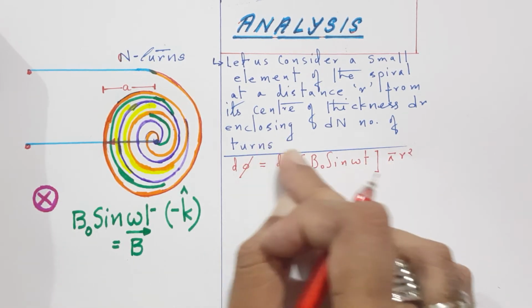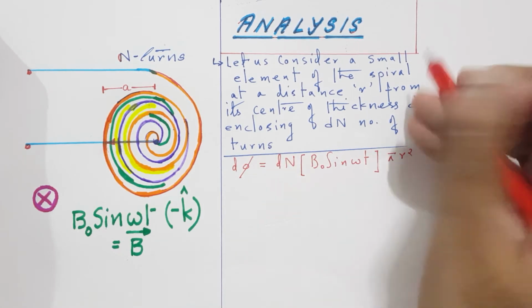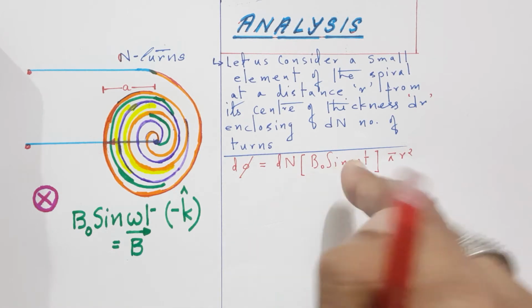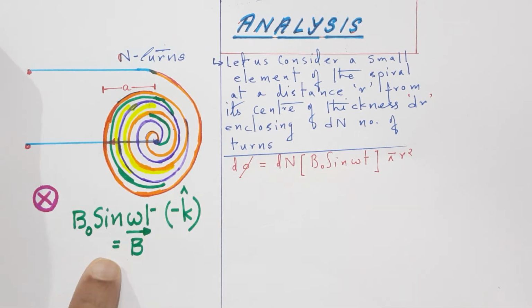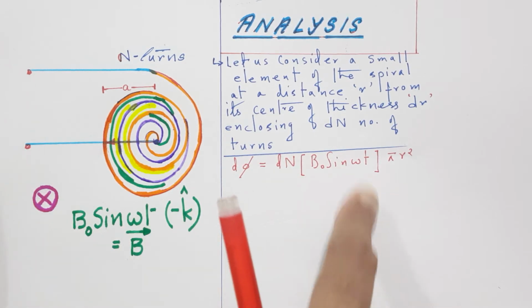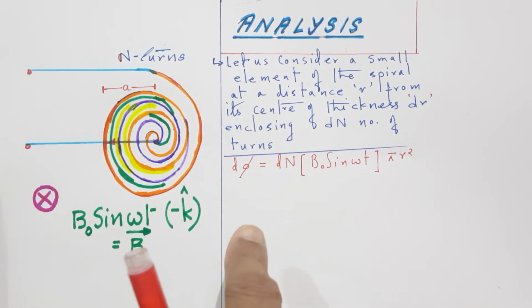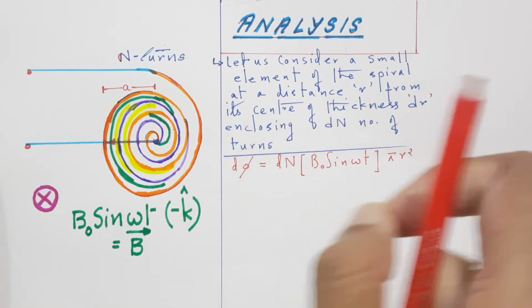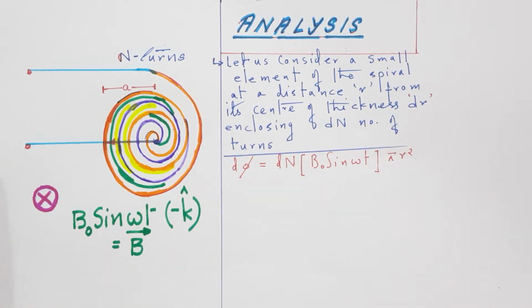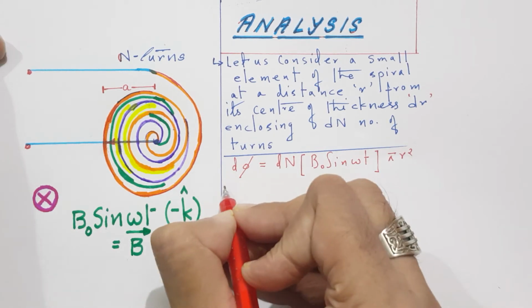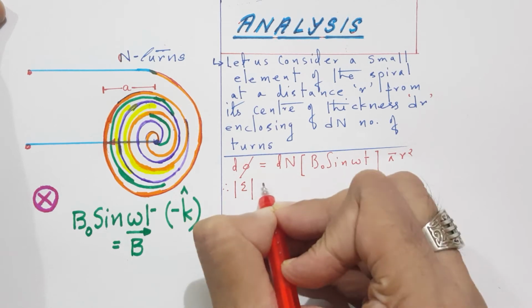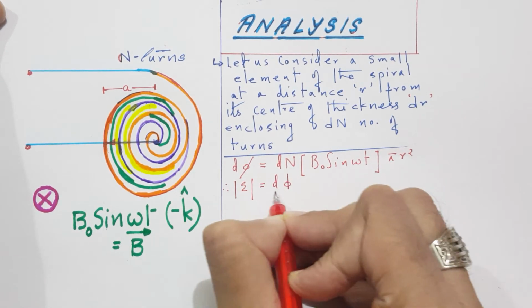dn is the number of turns enclosed in this infinitesimal thickness dr along the radius. B is the magnetic field, time varying magnetic field, which has been externally applied, and pi r squared is the area of this loop of thickness dr, which is primarily small r. Okay, so that is the area. So we can find out the amplitude or magnitude. We can find out the magnitude of induced EMF will be d phi by dt.